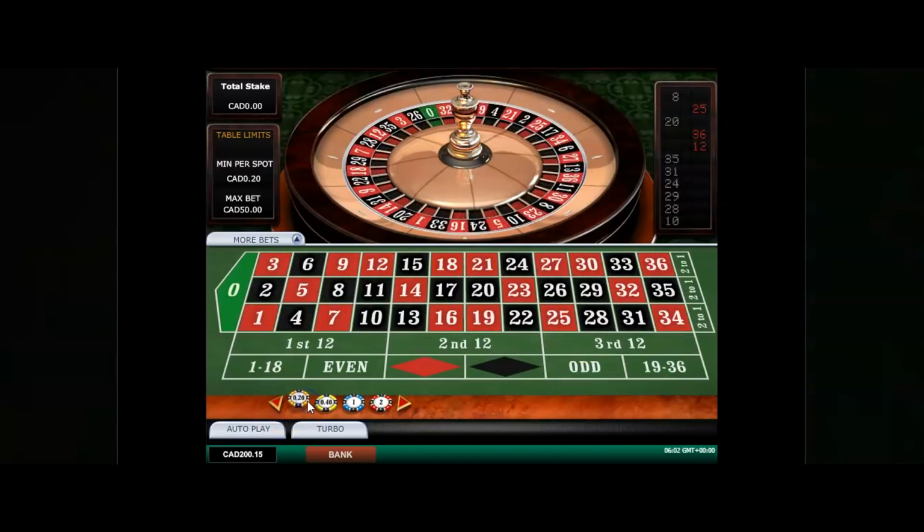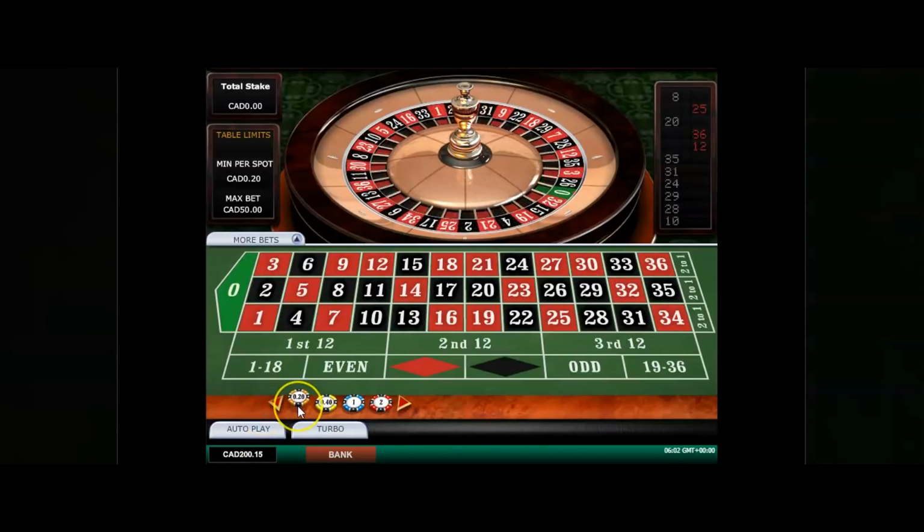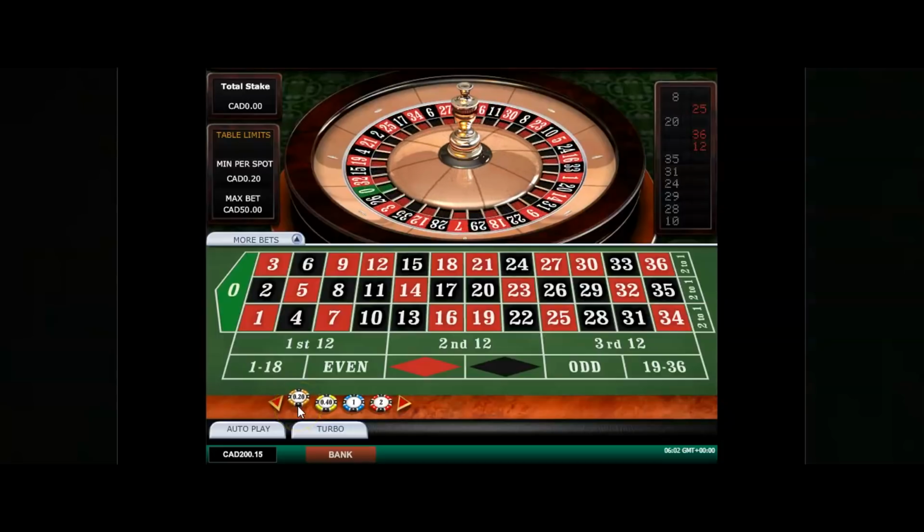So we're going to use 20-cent chips. And I'm going to show you how, even with 20-cent chips, there's no way you can't make $20 an hour. And that's with 20-cent chips. So multiply that by 5. You should be able to make $100 an hour.